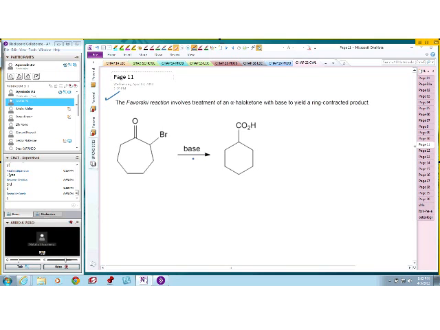The Favorskii reaction involves treatment of an alpha haloketone with base to yield a ring-contracted product. Okay, thank you. Very good. So the Favorskii reaction involves treatment of an alpha haloketone. This is an alpha haloketone. In other words, you have a halogen attached to the alpha carbon here, and this is a ketone, with base to yield a ring-contracted product.